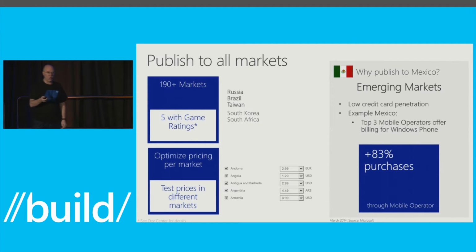All of them not only offer Windows phones, but they also offer mobile operator billing, what I mentioned at the beginning, that you can buy directly from your mobile operator and get charged with a bill at the end of the month. Last month, we did an analysis and found that 83% of all the purchases of apps or in-app purchases in Mexico were done through MO billing. No other store has as many MO billing connections as we do. We have 57. I think Apple has 0.